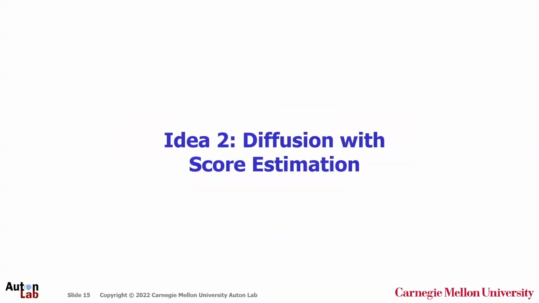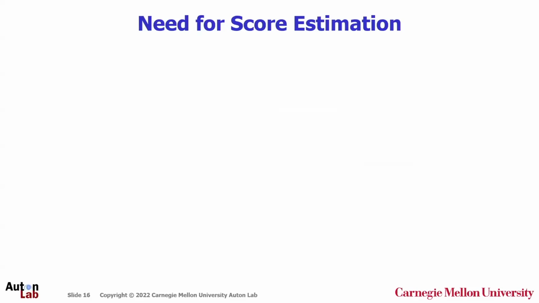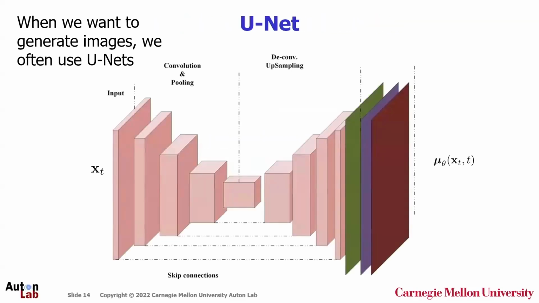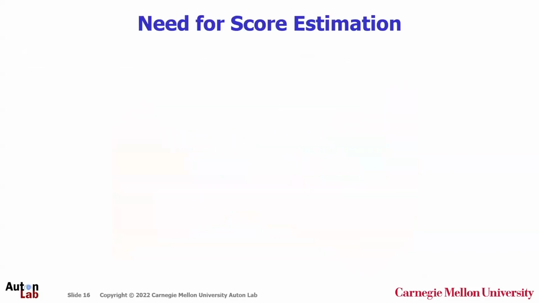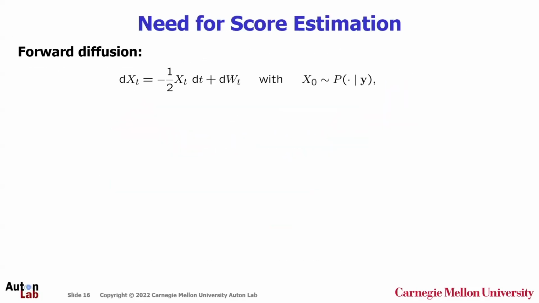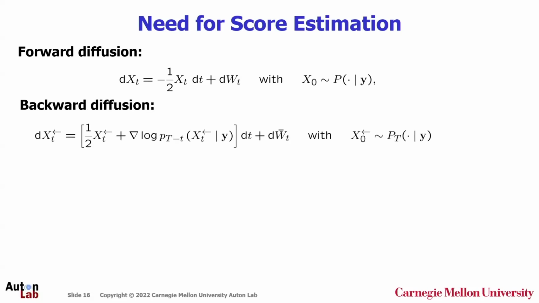All right, so that's one idea, which was just using denoising. The other is using score functions. And the main idea here is that when we add more and more Gaussian noise, we create a forward diffusion. And under some conditions, that forward diffusion can be inverted. That's called a backward diffusion.